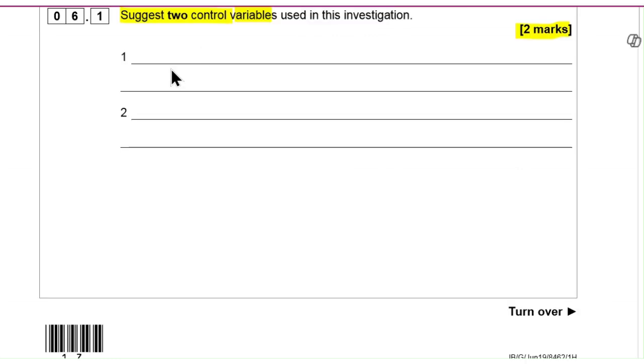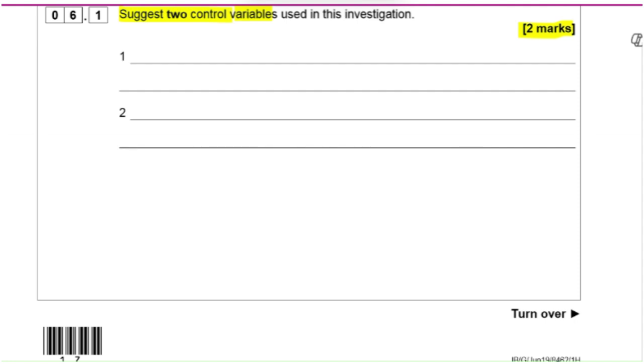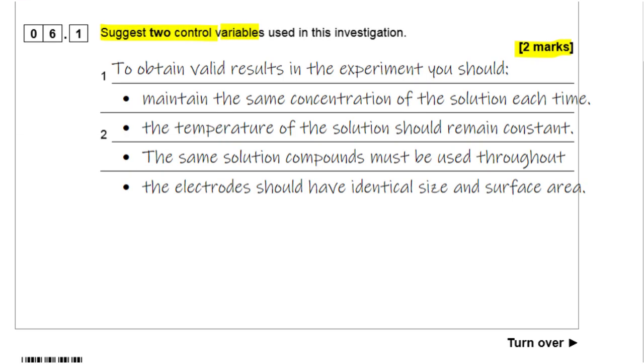Question 6.1. Suggest 2 control variables used in this experiment for 2 marks. Now, control variables, remember, are the factors you have to keep the same in order to gain valid results. So we're going to have to look at the concentration of the solution, the electrolyte, that should be kept the same, as should the temperature of that solution. And you must use the same solution throughout the whole of the experiment. And it's always a good idea to have the same size and surface area of the electrodes. So any 2 of those for 2 marks.